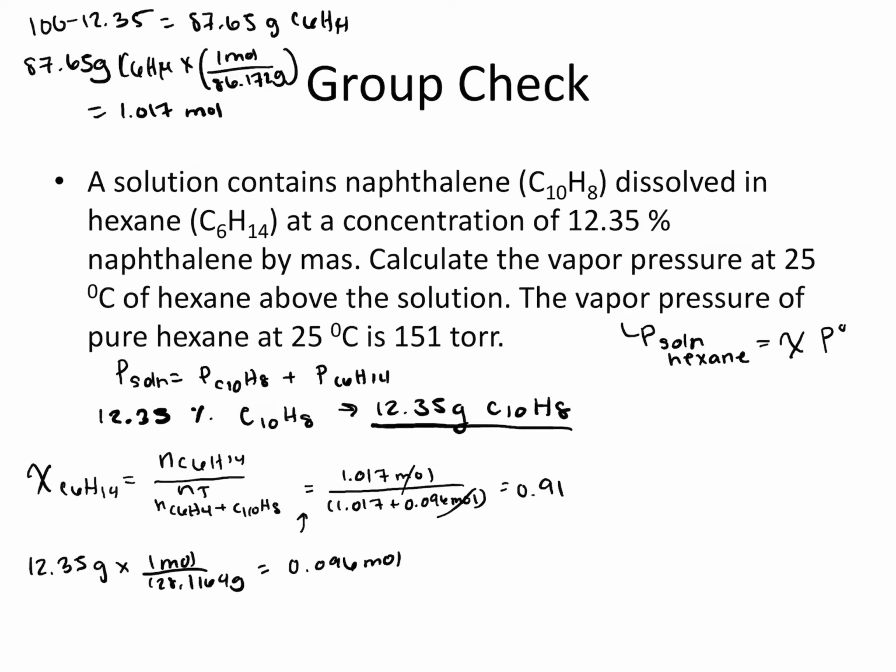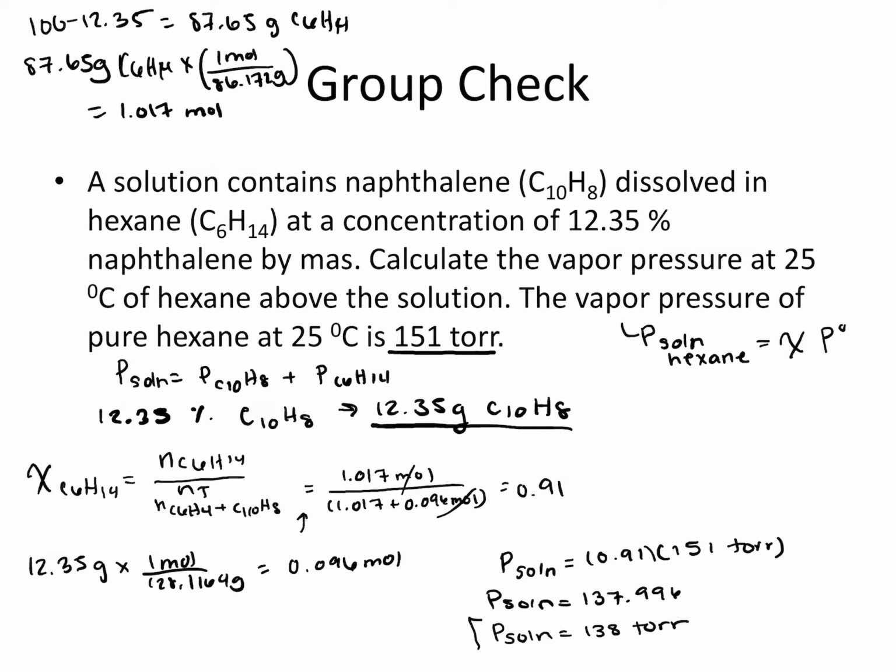Okay, so now that you have your mole fraction, do you have enough to solve for the pressure of hexane above the solution? Yes, because you're given the vapor pressure at that temperature of pure hexane. So then the pressure of the solution of hexane will be 0.91 times the vapor pressure. It doesn't indicate that there needs to be any unit change, so I'm leaving it as torr. And I get 137.996, which I'm going to round to 3 sig figs, 138 torr.